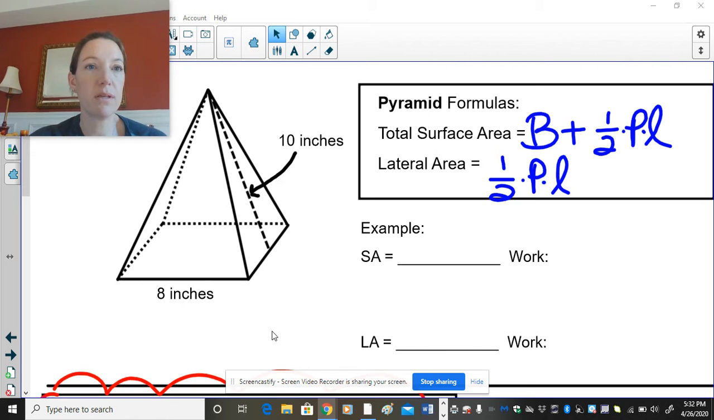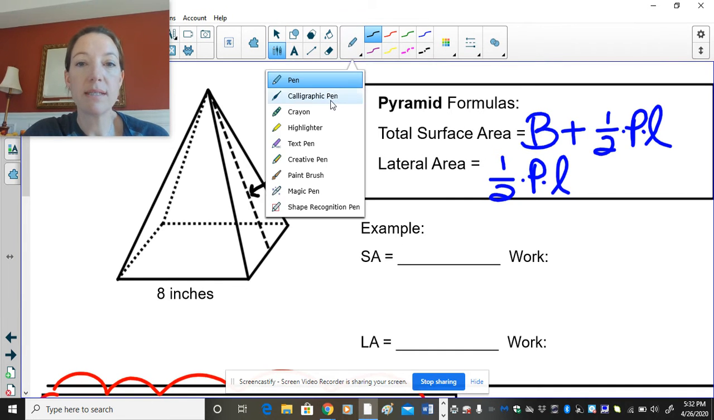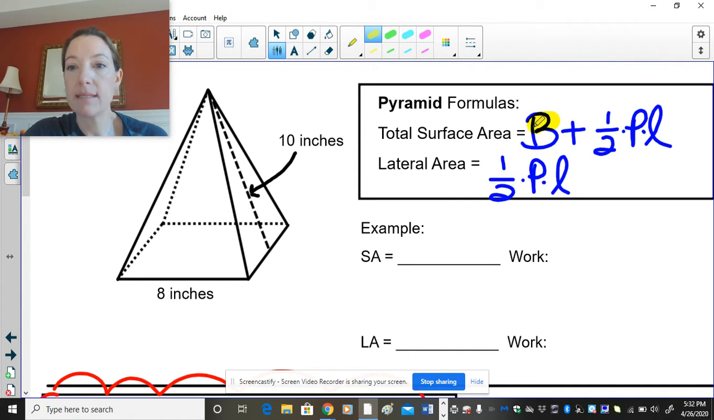When you look at these formulas, do you know what the variables mean? It's not going to help you out much to have a formula if you don't know what should be substituted in place of those variables. So capital B always means area of the base, okay? And on this particular pyramid, we see that the base is this square. So what would be the area of that base? What do you guys think?